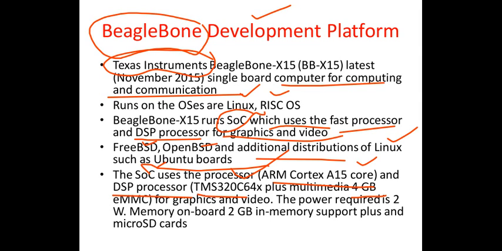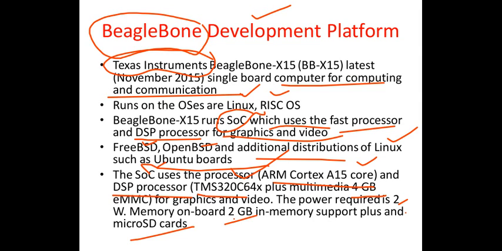So because it makes use of the DSP processor for the graphics, the power required is just 2 watts. Memory on board is 2 GB, and in-memory support plus micro SD cards, right? Up to I think 32 GB you can have the SD card memory extension. So in these senses, probably your BeagleBone is at par with the Raspberry Pi as long as the different operating specifications are concerned, right?